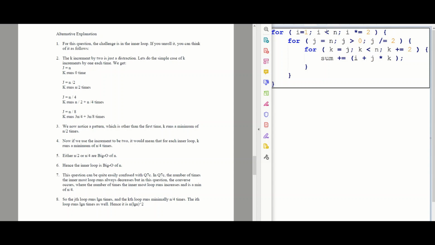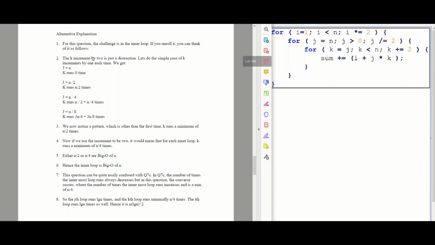So the outer loop, it should be clear that this will be log n, and the inner loop, the second j loop, it should also be log n. The challenge will then be in the inner loop. How do we ascertain what's the complexity there?